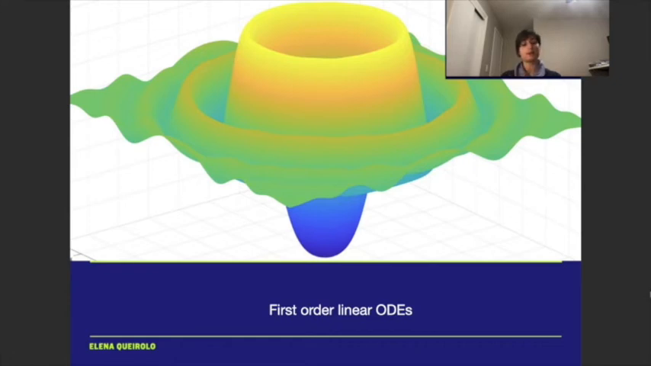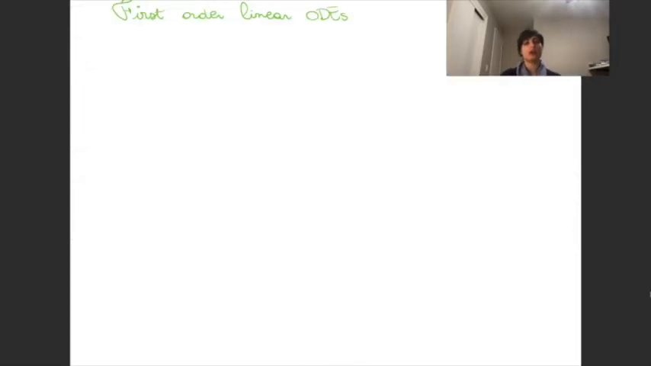The first type of solutions that we can build are solutions to first order linear ODEs. So these are a lot of words. Let's try to break them down. ODEs. So we're looking for something, a function y of only one variable.